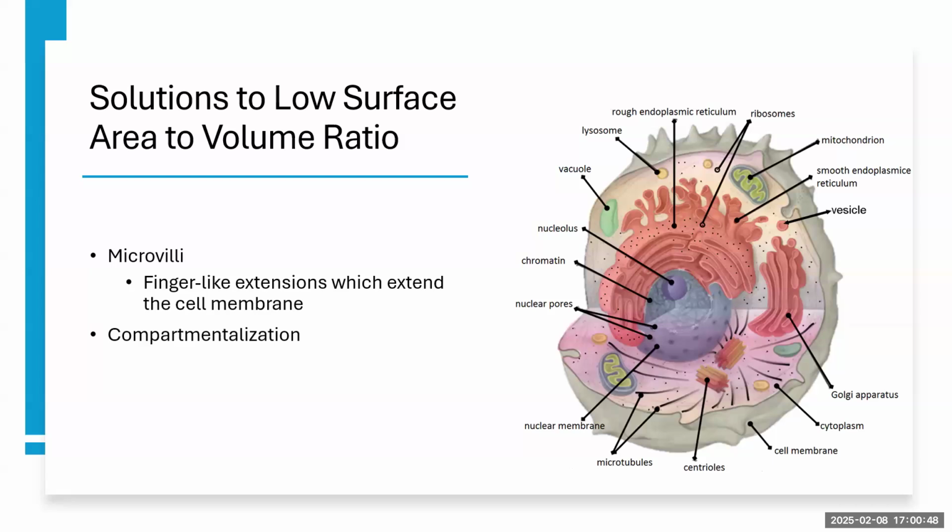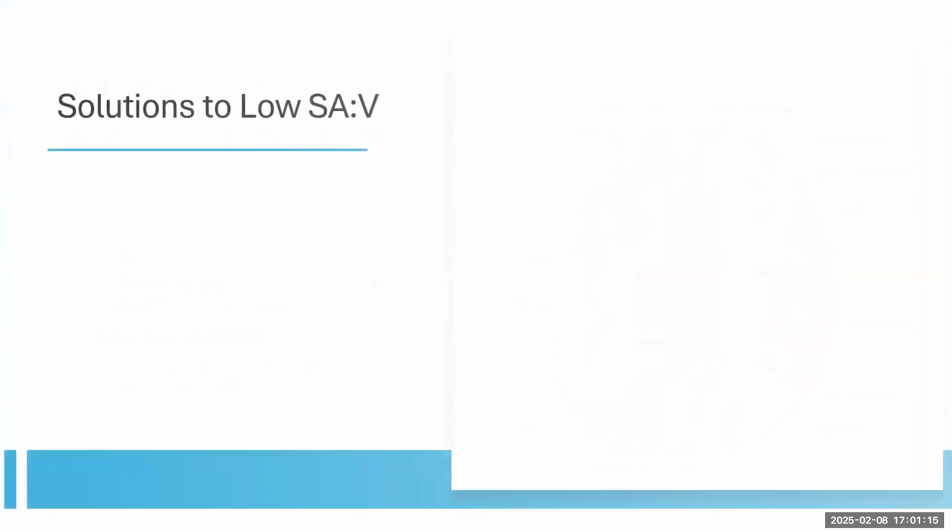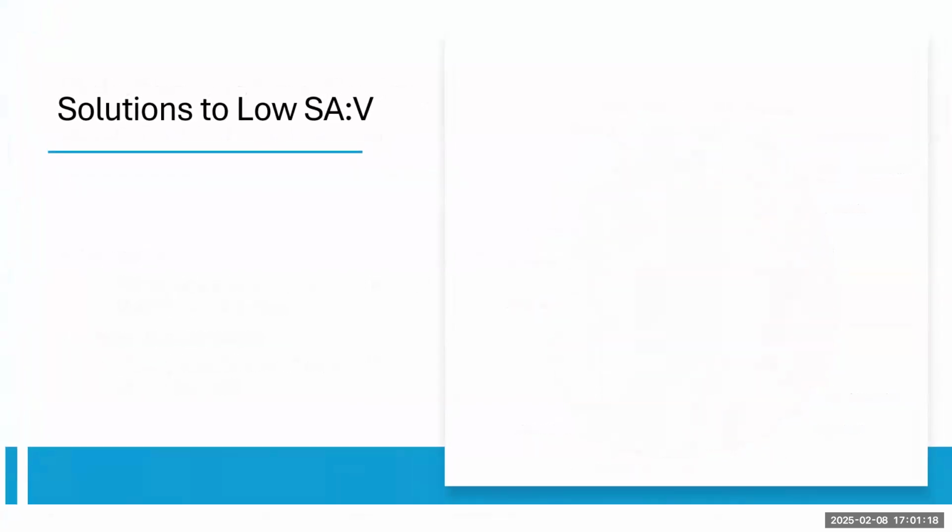And not only do they do that, but there are also specialized regions for very specific reactions to occur as well. So compartmentalization also increases surface area to volume ratio and solves that problem of low surface area to volume ratio. Having membranous organelles inside of the cell, so having more membranes on the inside of the cell, increases the surface area to volume ratio. Now, let's see what happens as cells get larger.